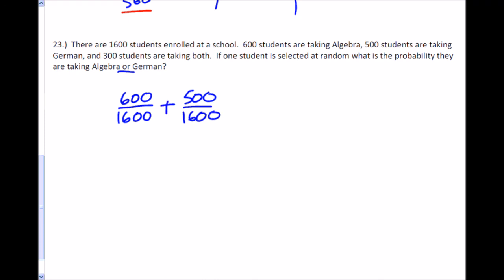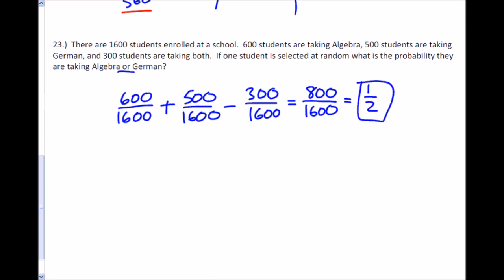This is an or, so I need to add. But unlike the previous example where it was an or, these are not mutually exclusive. These are inclusive. There's overlap here. There's 300 students that are counted in that 600 and in that 500. I've counted them twice. I need to subtract the overlap, the probability that they're in each of those. So I subtract the 300. Okay. So now when I add these up and I subtract the 300, it looks like I get 800 over the 1,600. And that reduces to 1/2. Okay, and that's it.